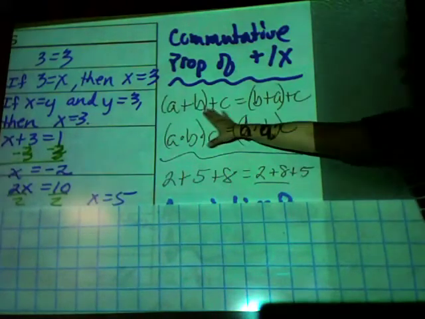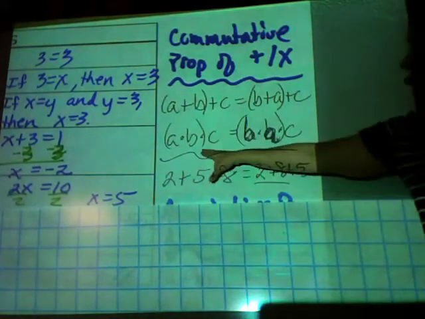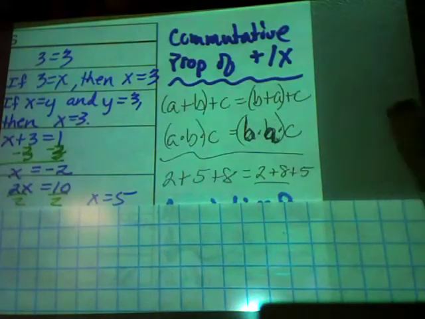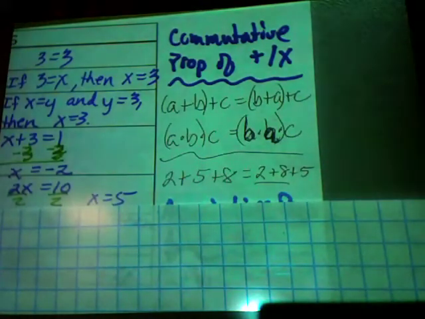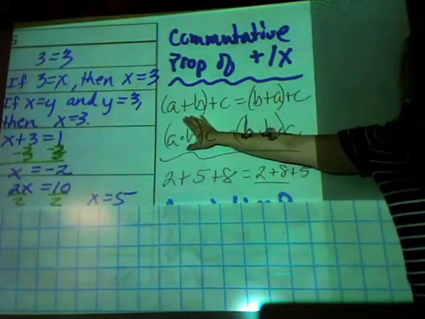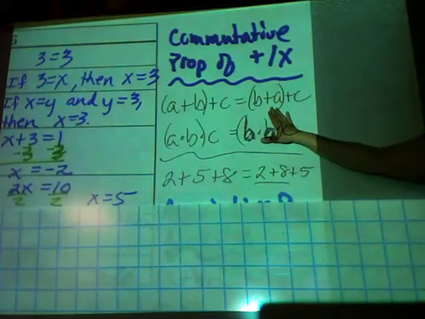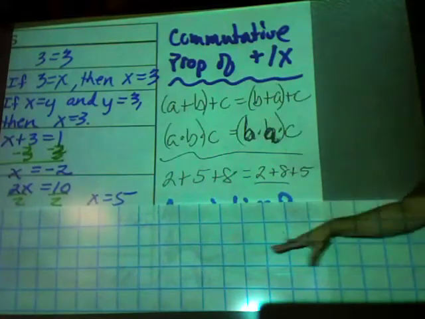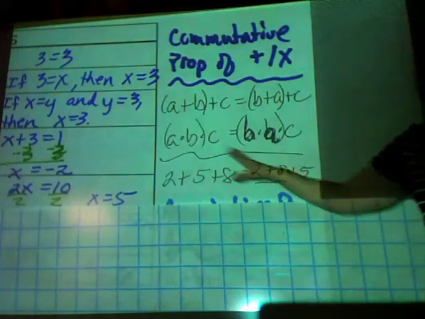Notice that I've got things that are grouped here. The same things are being grouped together. The letters or the numbers are not in the same order. So I've got A plus B plus C, and A and B are grouped. The grouping hasn't changed, but A and B have changed places. They've moved, they've commuted. Same thing here. A and B are grouped.